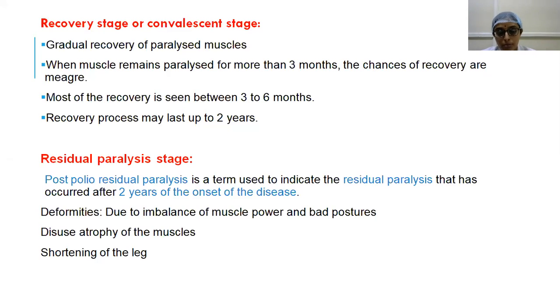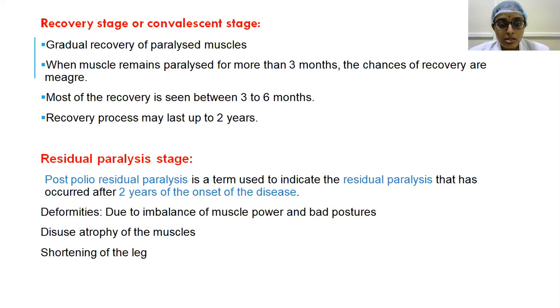They are deformities, disuse atrophy of muscles, and shortening of the leg. And one more thing is, the later the onset of the disease in a child, the higher the age of the child, the more severe will be the disease, and there will be increased extent of residual paralysis. If the age of onset is early, the prognosis will be good. If the disease onset is late, then the extent of disease will be more, and the extent of residual paralysis will also be more. That is one thing we have to keep in mind.